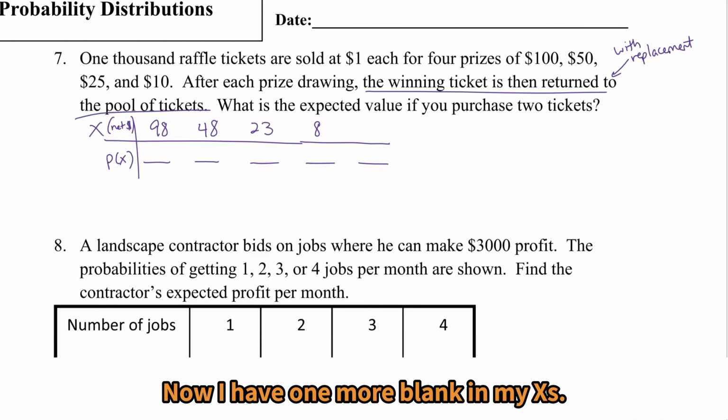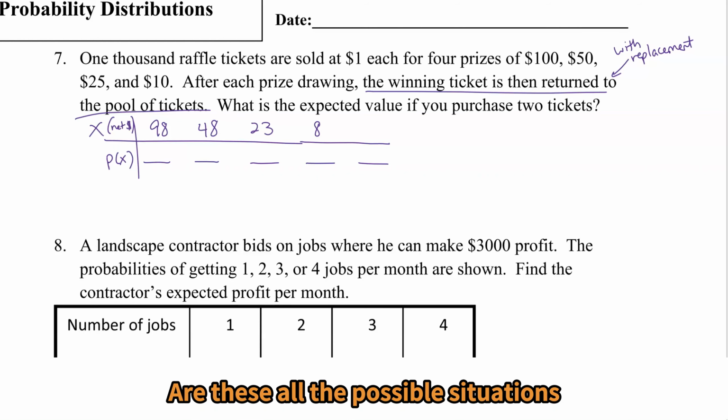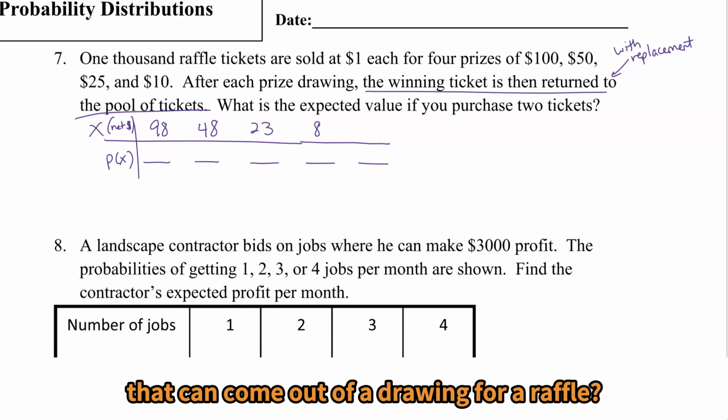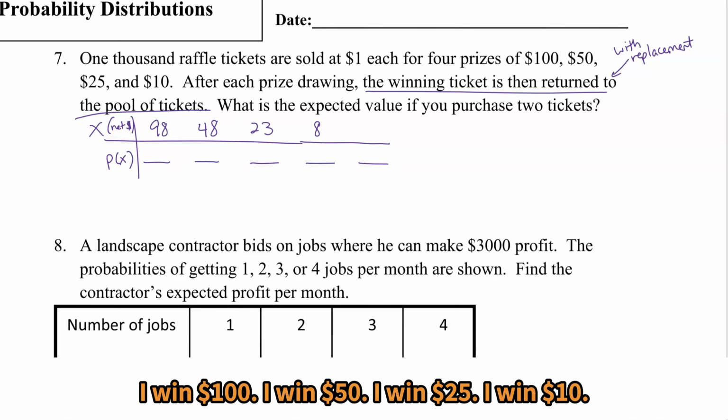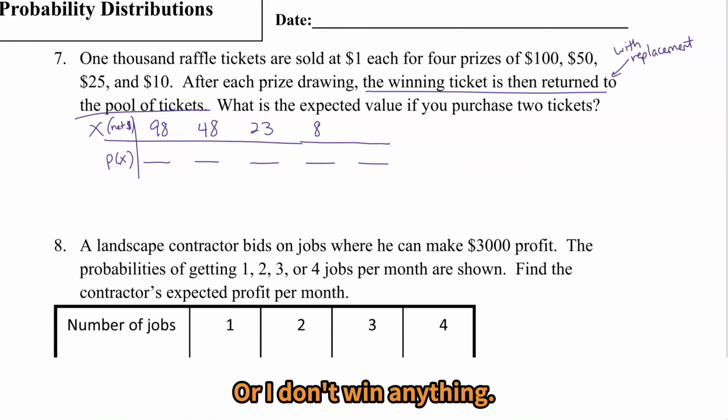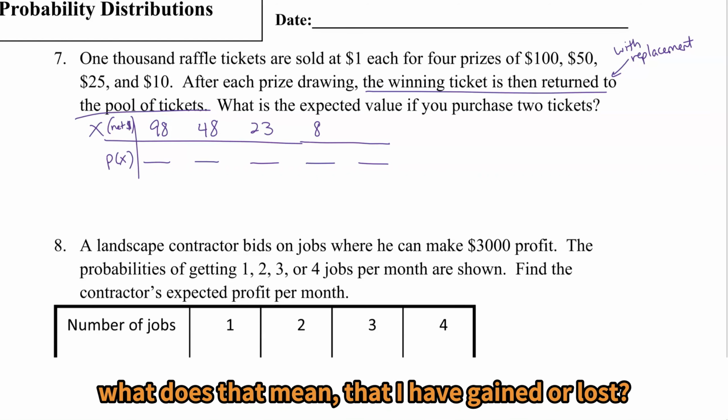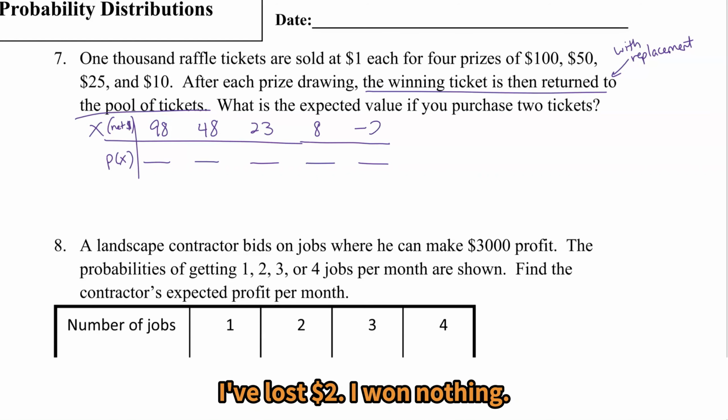Now I have one more blank in my x's. Do you know why? Are these all the possible situations that can come out of a drawing for a raffle? I win $100, I win $50, I win $25, I win $10, or I don't win anything. So if I don't win anything, what does that mean that I've gained or lost? I've lost $2. I won nothing.